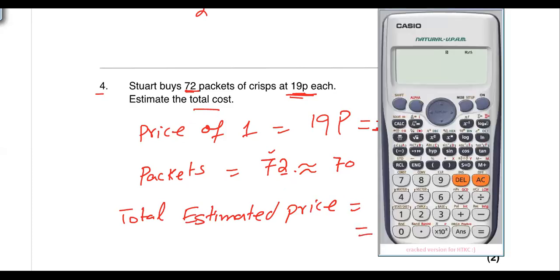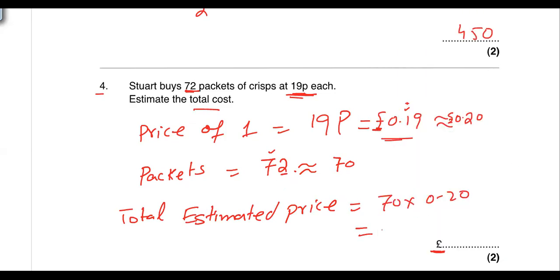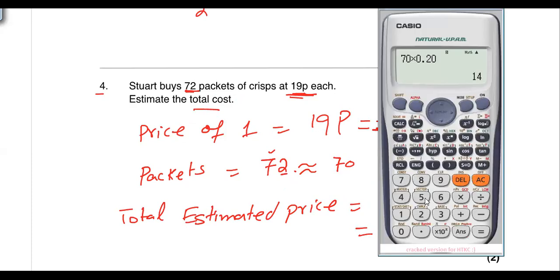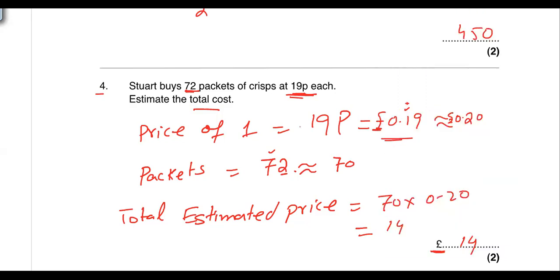Okay, let's calculate this now. 70 times 0.20. What will we get? We will get 14 pounds. So approximately 14 pounds it will be. If you directly do 72 times 0.19, that will give you 13.68, which can round to a whole number, 14. But estimation, where multiplication or division is involved, is always to one significant figure. So for such a question you have to do it in this way.